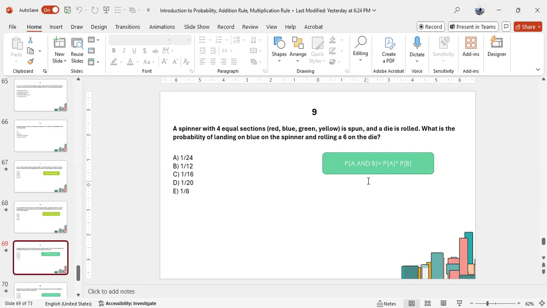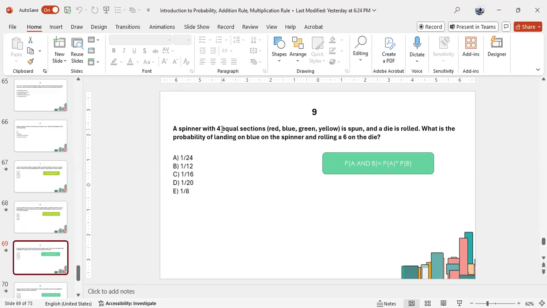Alpha. Any other wild guesses? It's E. The correct answer is alpha, 1 by 24.